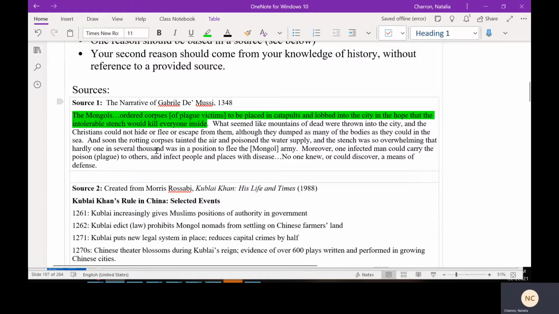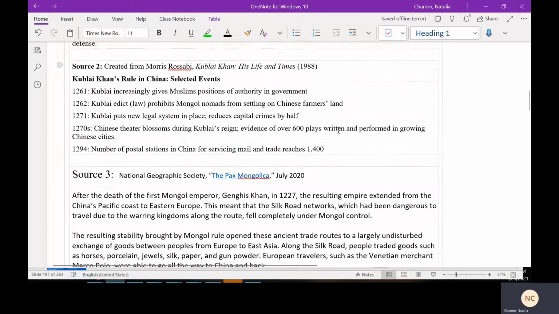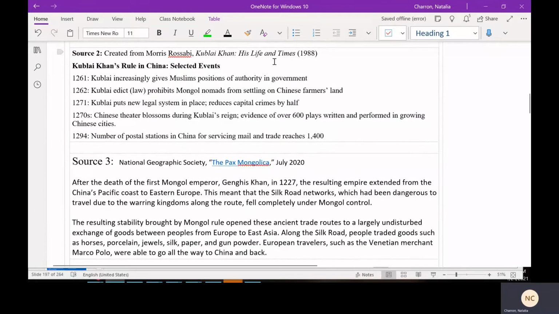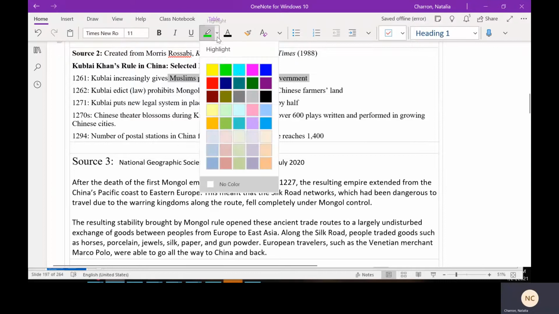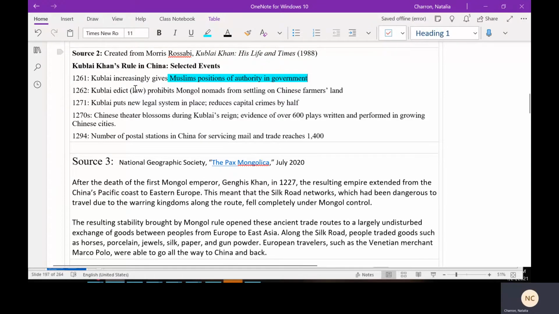If I wanted to keep going, if I didn't understand this, if I didn't know what plague was for whatever reason, I could keep reading. I could look at the next source, which talks about Kublai Khan, who came after Genghis Khan, and how he gives Muslims positions of authority in government. The Mongols were not Muslim, so that's pretty tolerant. He has a law prohibiting Mongol nomads from settling on Chinese farms. So the law protects Mongols just as equally as it protects the people they conquered. That's pretty chill. A new legal system in place. That's great. Okay, so these are all reasons to think that the Mongols were maybe not barbaric.